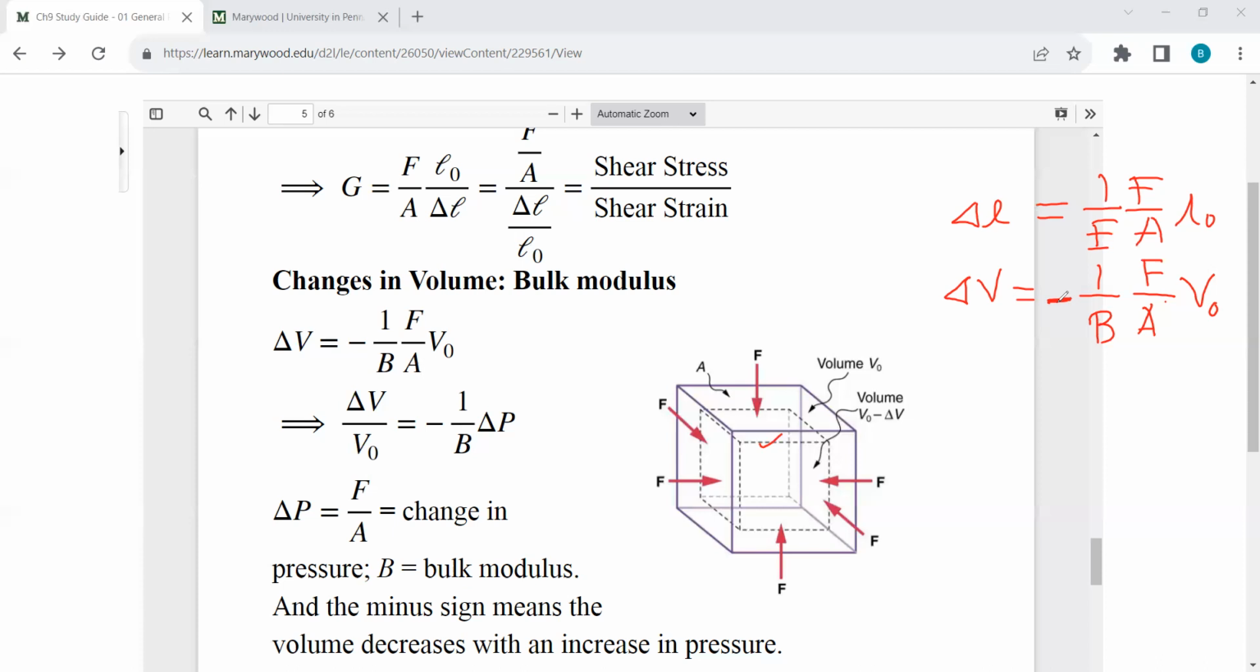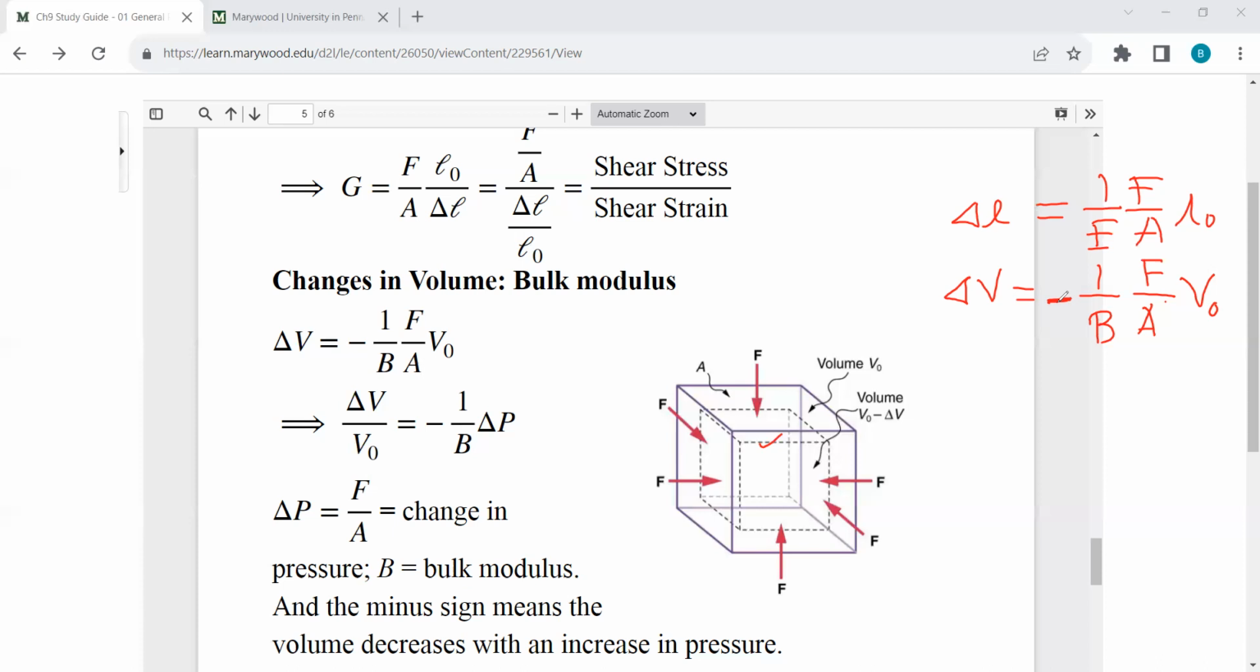And B here is similar to the elastic modulus; we call it the bulk modulus. In the table I showed earlier, you probably remember that there is a column for the bulk modulus. So this is very similar to the Young's modulus. And F and A, the force per unit area, and V0 is the volume.